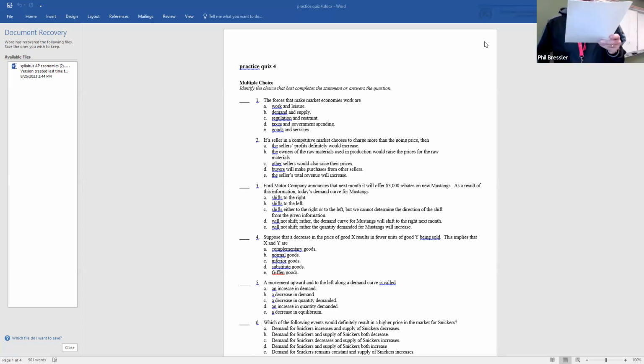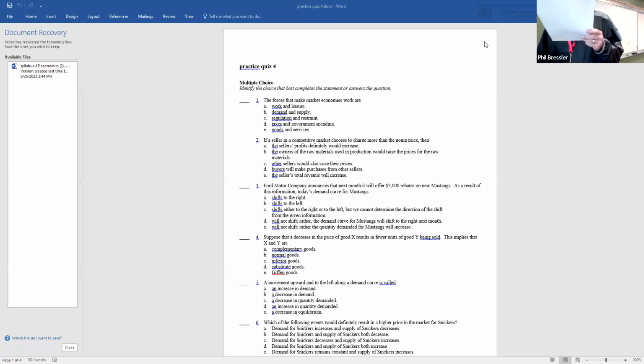Ford Motor Company announces the next month will offer a $3,000 rebate. So a rebate is like a coupon. So you're going to get $3,000 off on new Mustangs next month. As a result of this information, well, if I know next month I could get $3,000 off, fewer people are going to buy now because the car is going to be more expensive.